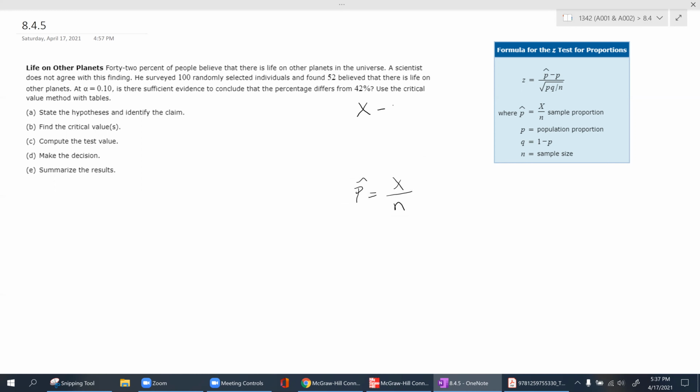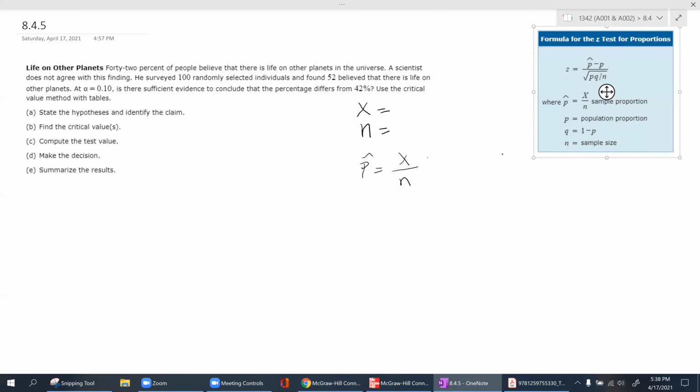So I'm going to have my x value, my p hat value, my p value, my proportion, and then my q, and I'll do alpha as well. So my x value: I know that 100 randomly selected individuals is my sample size, and I found 52 believers. So that's what I'll be comparing that to.